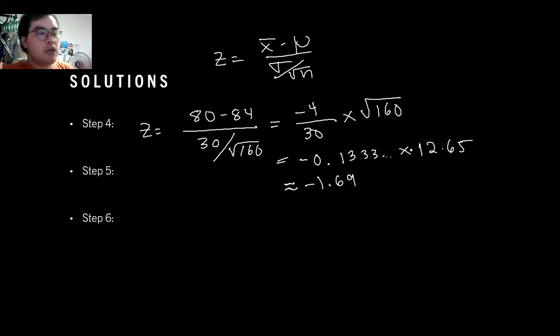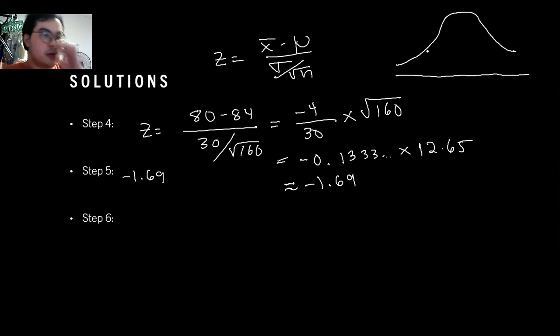So in step 5, what we are going to do is compare negative 1.69. Okay, so where does it lie? So I'm going to draw the normal curve. So this is negative 1.96, then this is 1.96. I'm going to shade this for the rejection region. So, negative 1.69 is between, oops. Okay, so I'm going to erase.